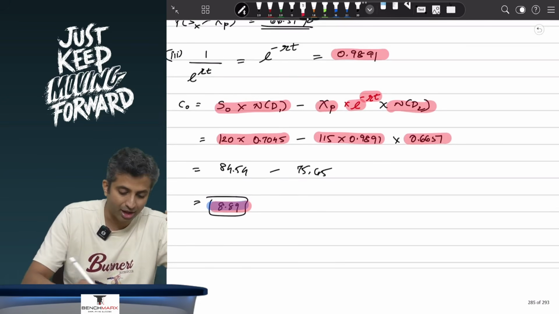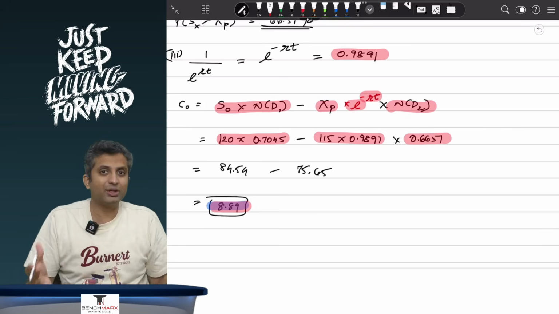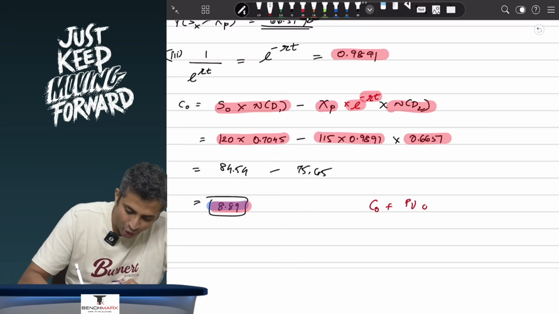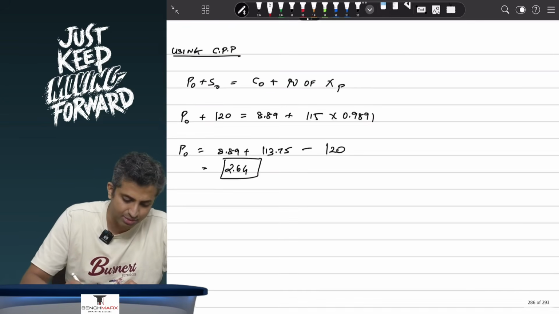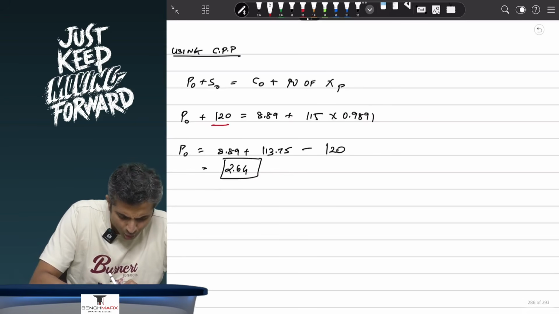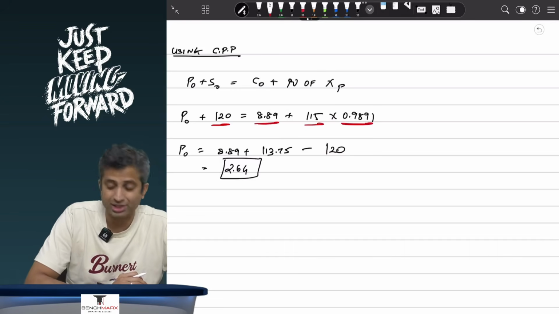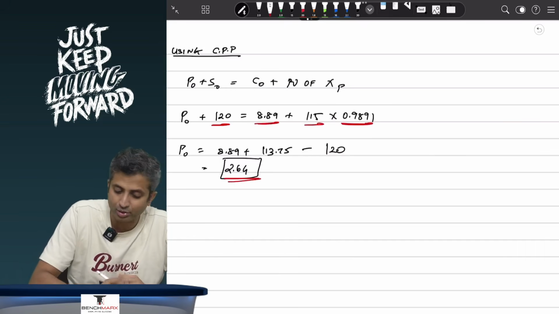Now, once you do that, you have the put-call parity theory. So many things to remember. So this is C0 plus PV of exercise price equals P0 plus S0. This is P0, which is the only number which is missing over here. So you will take 120 as the spot price, 8.89 as the call option value, 115 into 0.9891 as the present value of the exercise price, and 2.64 is the put option value.